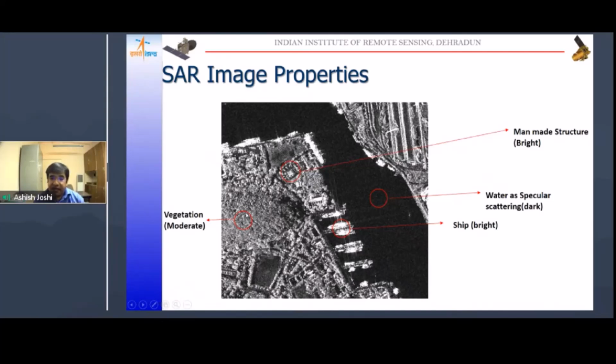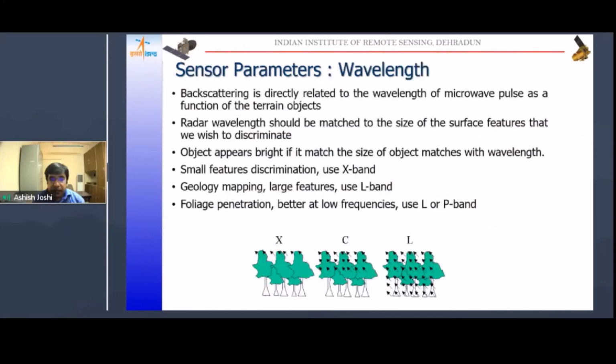So this is one of the ways to interpret the SAR image, depending on how the surface is, whether it is speckle, man-made, or water due to specular reflections, or due to roughness, or due to the dielectric constant. So we have to see the various phenomena working behind the interaction of the SAR signal with the Earth surface.